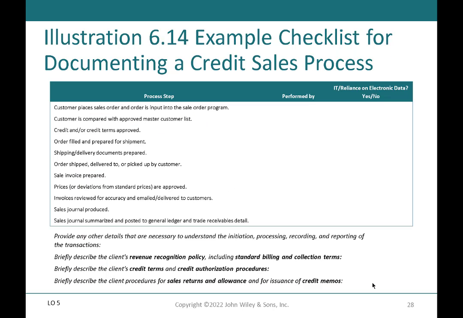So this is just a different way that the auditor can document their understanding of internal control. Notice different steps in the process are outlined. An auditor might have experience from this client in the past, or other similar clients, of what typically should be expected as part of the internal control process for sales. They have a list of the typical steps, and then they just check off who performed it. And then they note whether they relied on electronic data or if it was done manually.